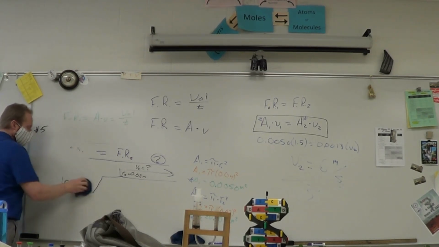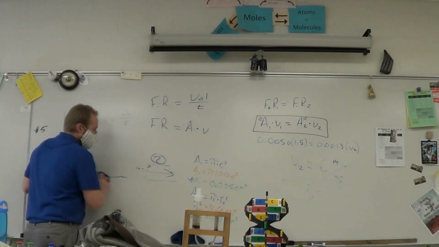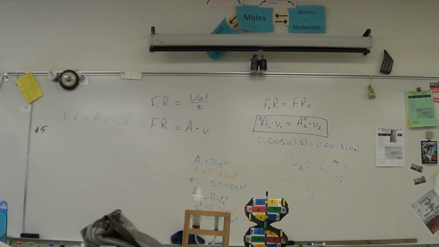Now this one I wrote a little bit differently. I wrote it such that it talks about a 0.05 meter pipe. If water is flowing through a pipe that is 0.05 meters, that's the diameter. Now you can say, well, why did you give me the diameter? We need radius to determine area.